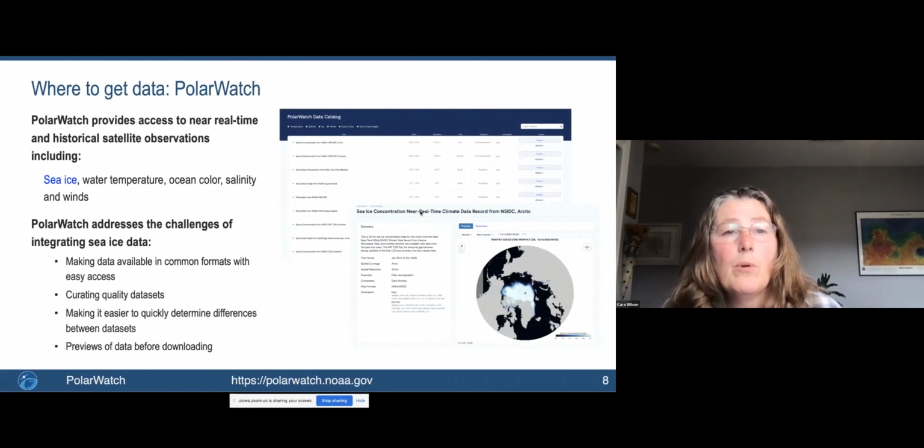So just a little bit more about Polar Watch. Actually, I think I pretty much said all of this, but it's not just sea ice, but water temperature, ocean color, salinity, winds. These are all satellite products that we can have in the polar regions as well. And we just integrate the sea ice data into these data sets and serve them for both the North Pole and the South Pole regions.